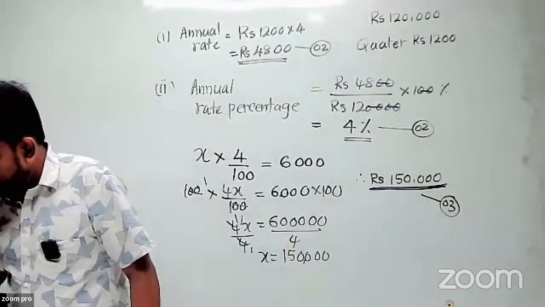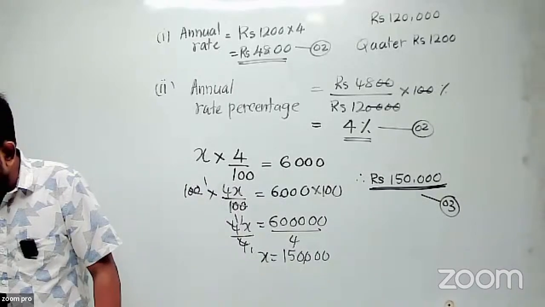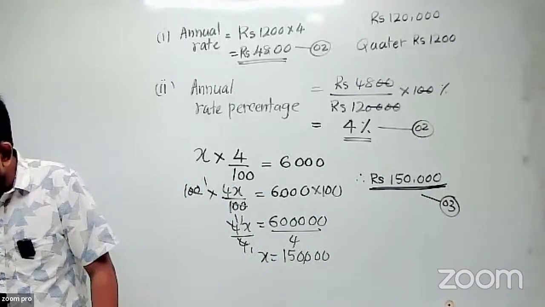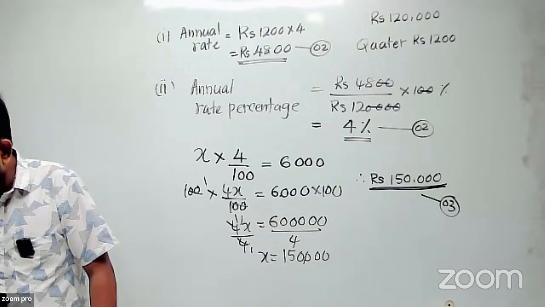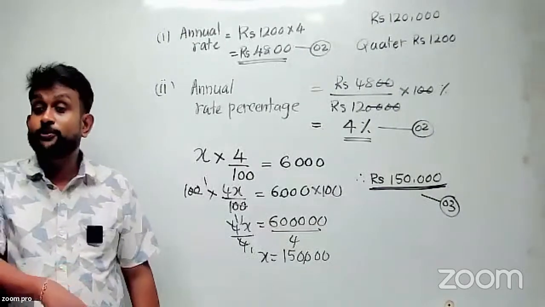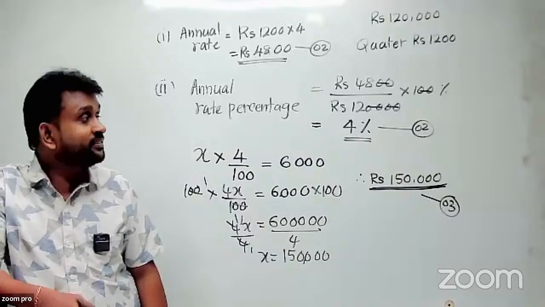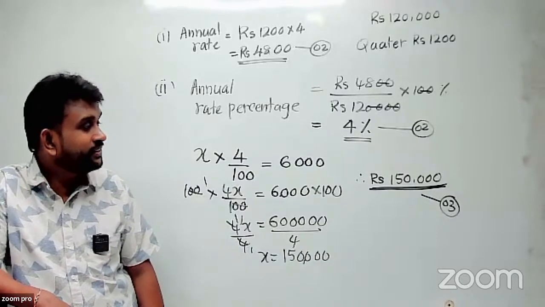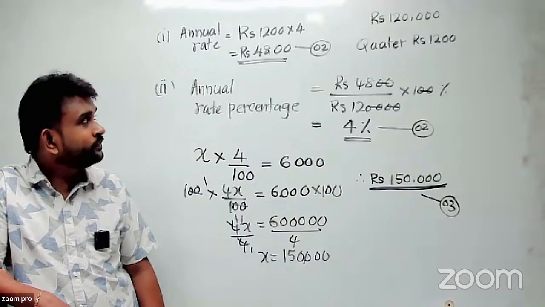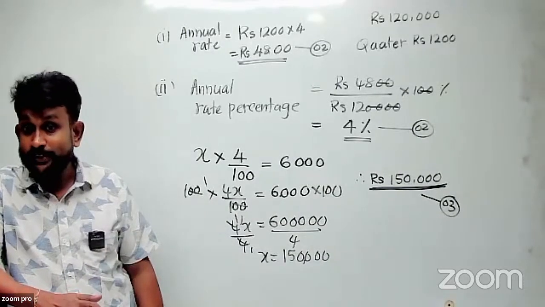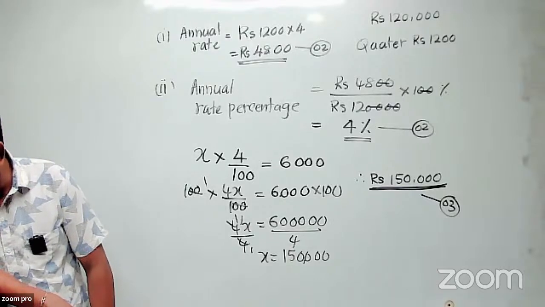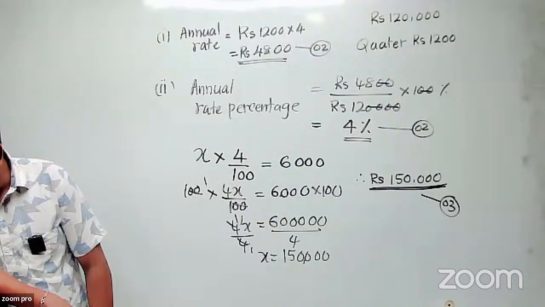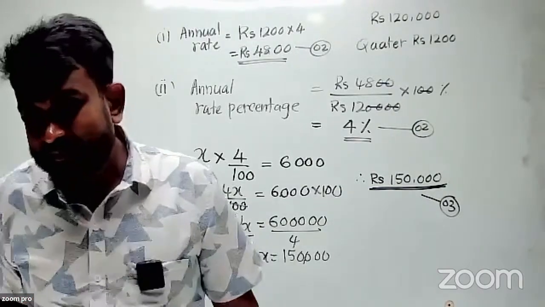The provincial council decided to increase the annual rate amount by 6,000 rupees. How did you take that? Increase by 6,000 means 6,000 plus that 4,800. How did you take that one?